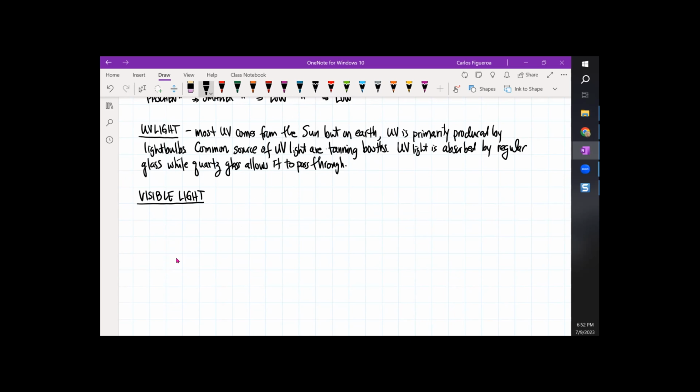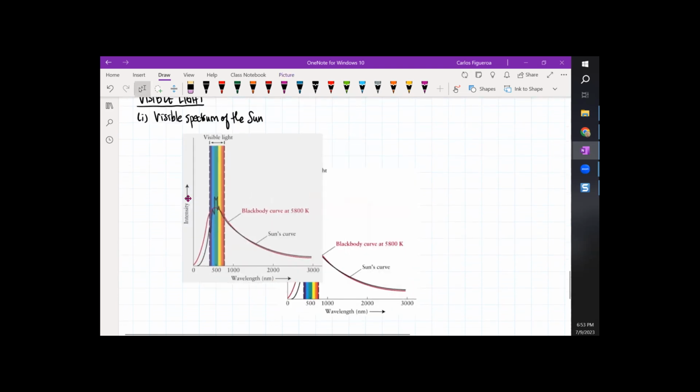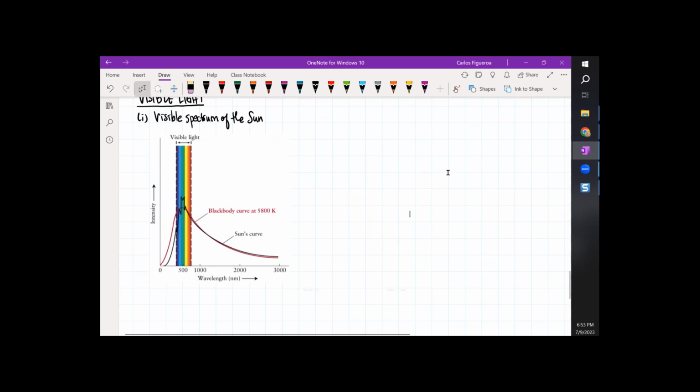Well, visible light, man, there's so much to this. Maybe we should start labeling these, because there's a lot. So the first thing that I want to do here is look at the visible spectrum of the sun. So let's go look at that. Now, I don't want to spend too much time on it, but there's so much to unpack here. Look at that. Here's the visible spectrum of the sun.